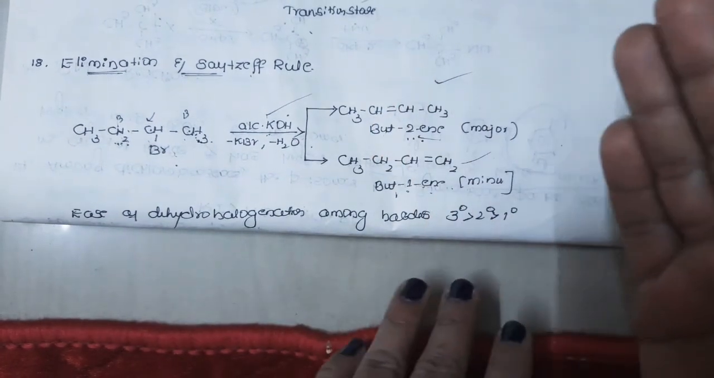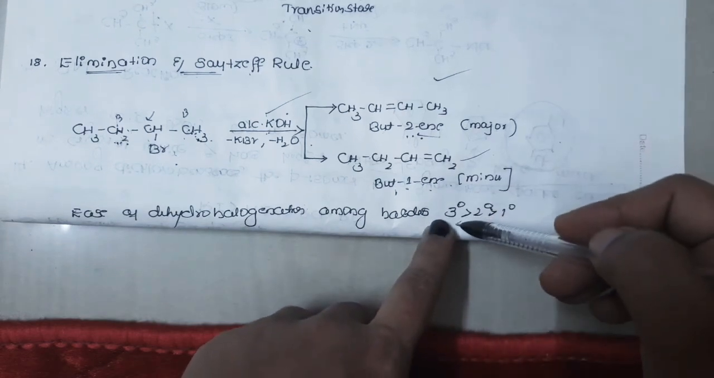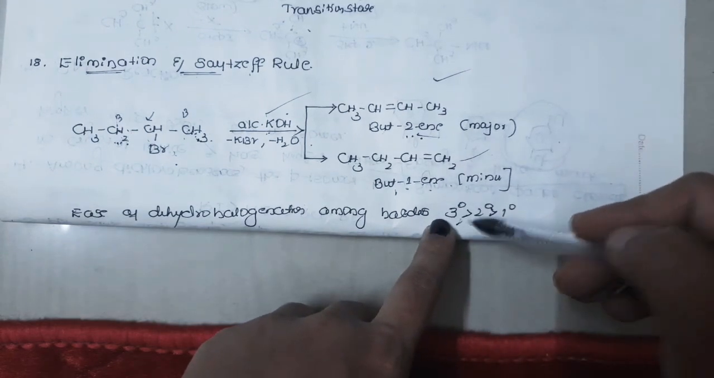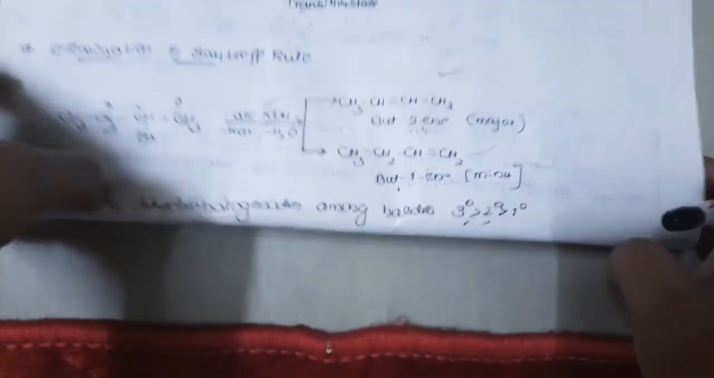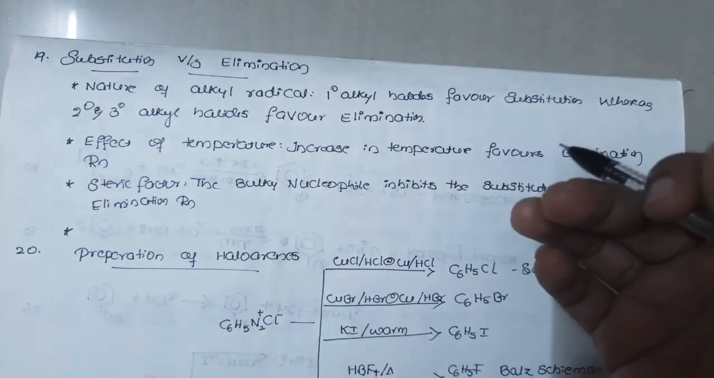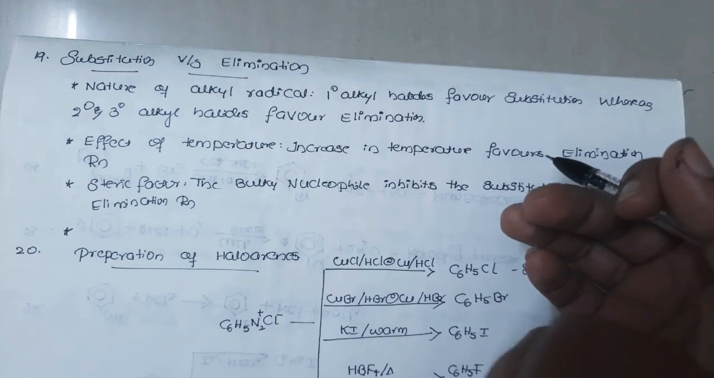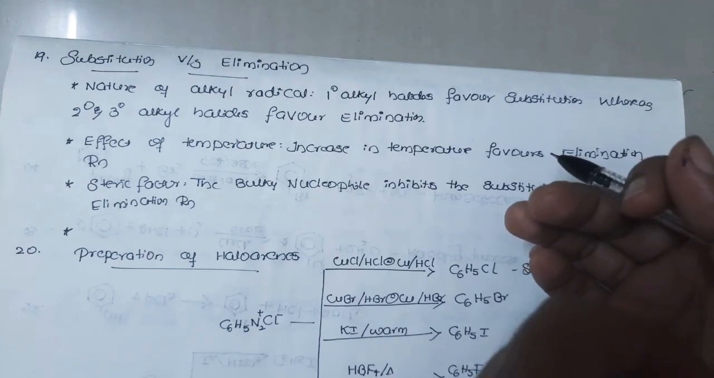Now next, ease of dehydrohalogenation among halides. I have primary, secondary and tertiary halides. The ease of dehydrohalogenation goes as follows: tertiary will readily undergo, followed by secondary, followed by primary. This order you have to remember. So you saw SN1 and SN2 reactions, which are nothing but substitution reactions, and you saw dehydrohalogenation, which is nothing but an elimination or beta elimination.